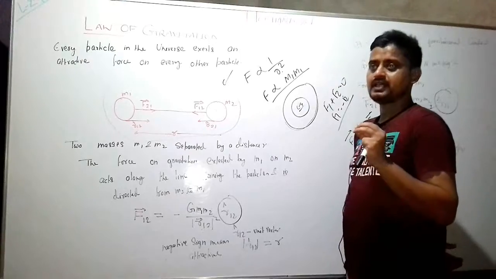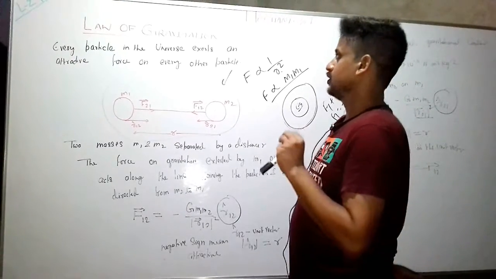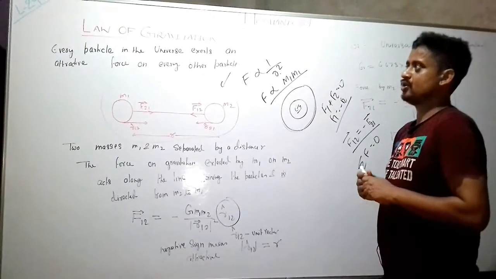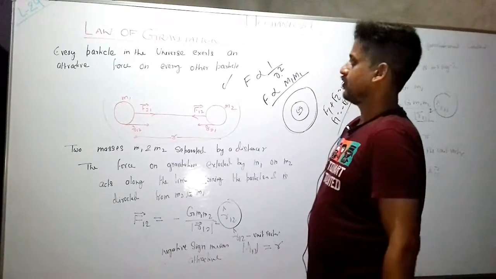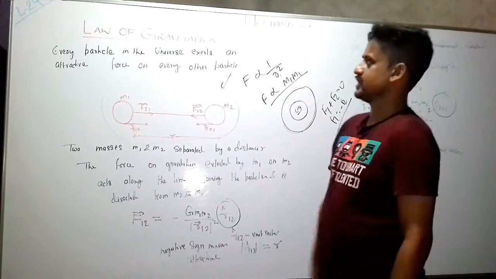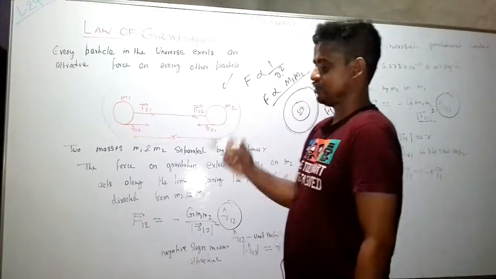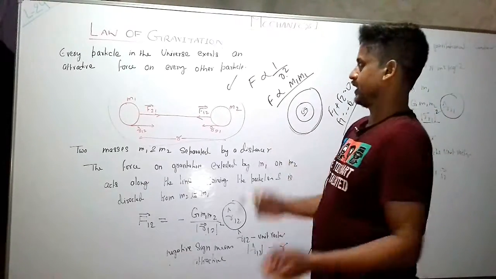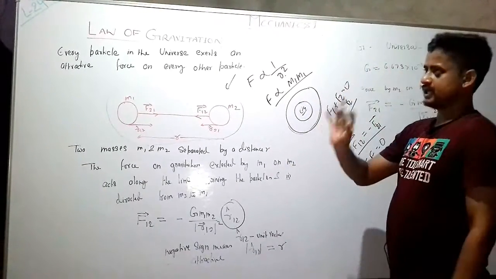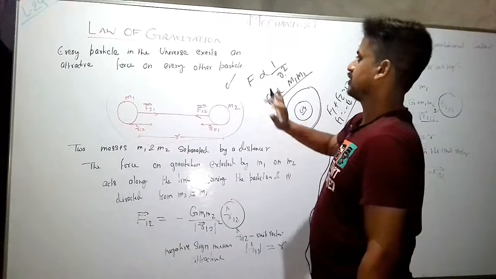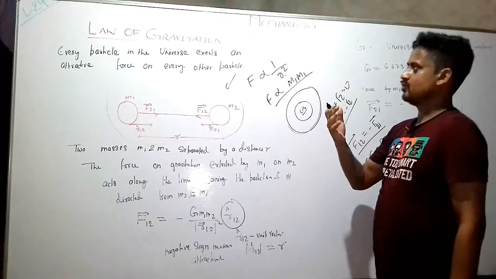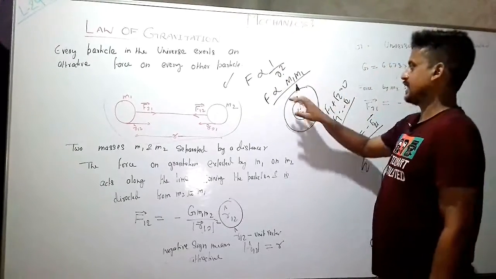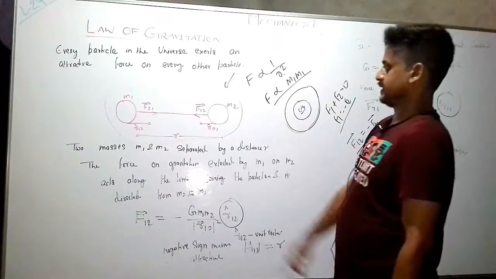So it is basically a geometrical approach to formulate this law of gravitation, and Newton used Kepler's three laws to formulate it. This law of gravitation tells us that every particle in this universe exerts an attractive force on another particle, and the force exerted by one particle on another is inversely proportional to the square of the distance and directly proportional to the product of the masses.